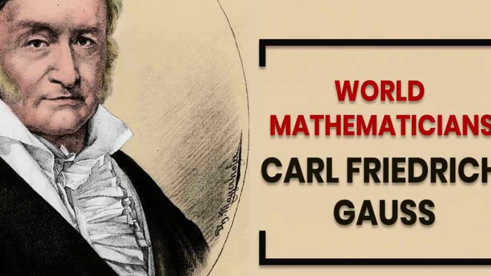Carl Friedrich Gauss. He was that student who gave the answer of the sum of 1 to 100 very quickly. He was a famous mathematician as well as a physicist.